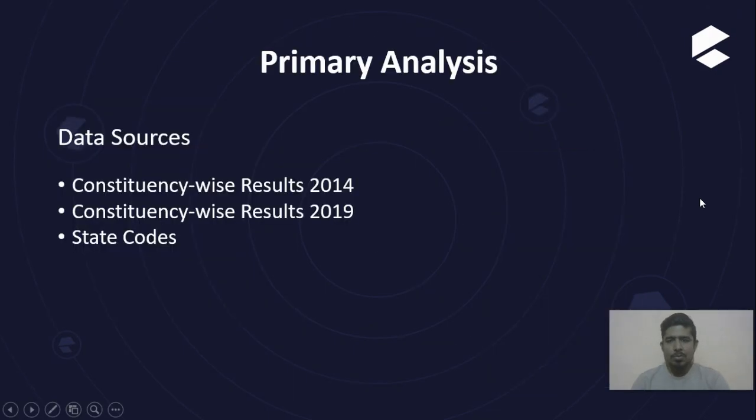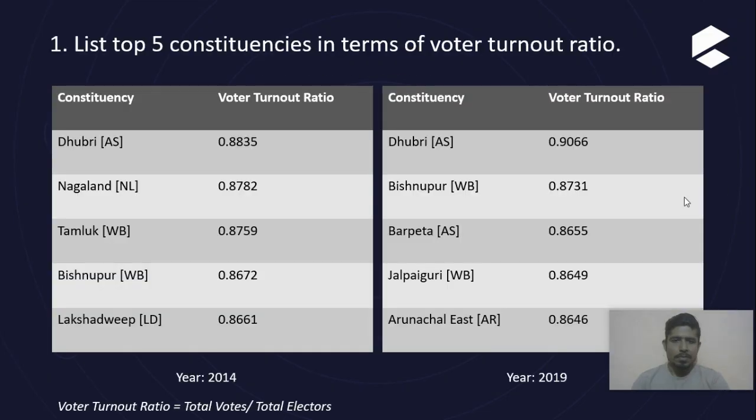So let us go through the queries related to primary analysis. So the very first query of the primary analysis is the top five constituencies in terms of voter turnout ratio. Let us see what exactly this voter turnout ratio is. Voter turnout ratio of a particular constituency is equal to the total votes cast in that constituency, divided by the total number of electors from that constituency.